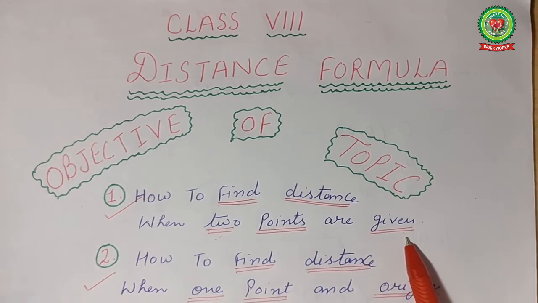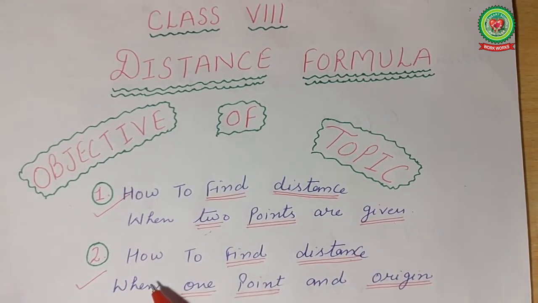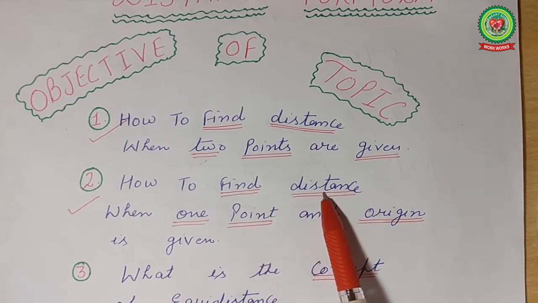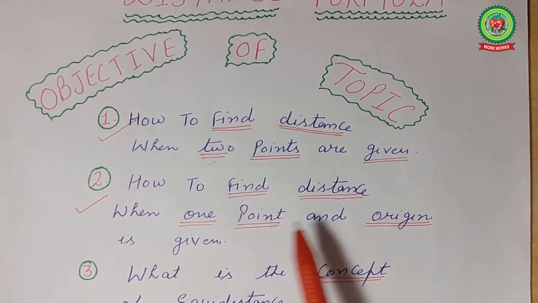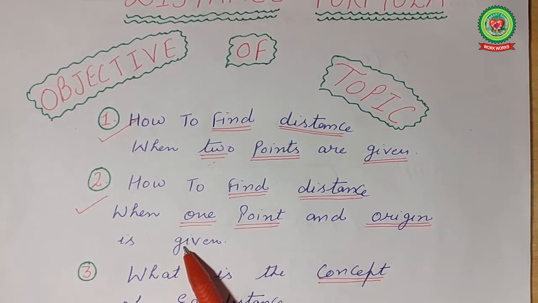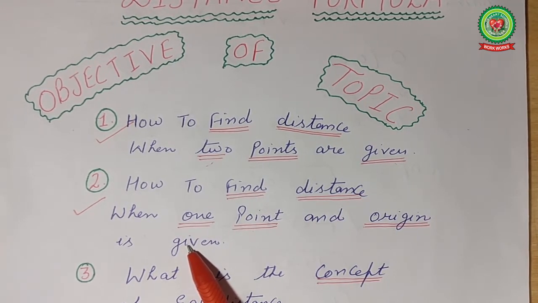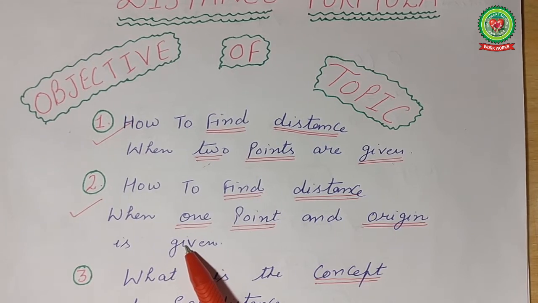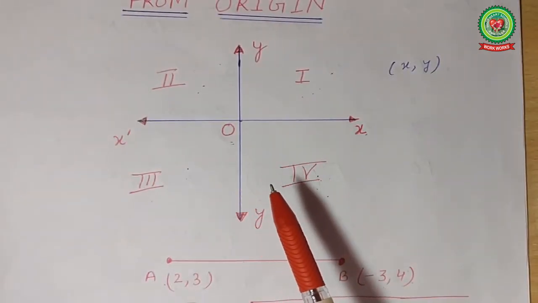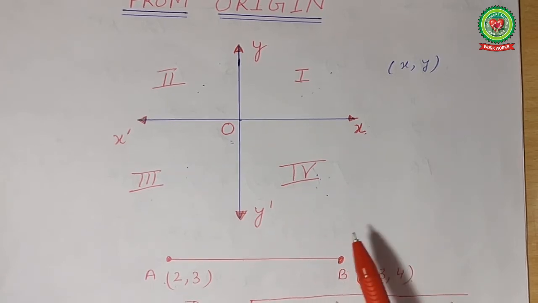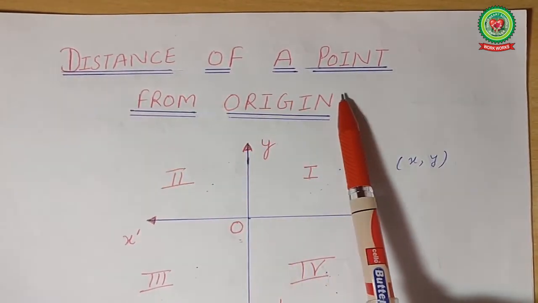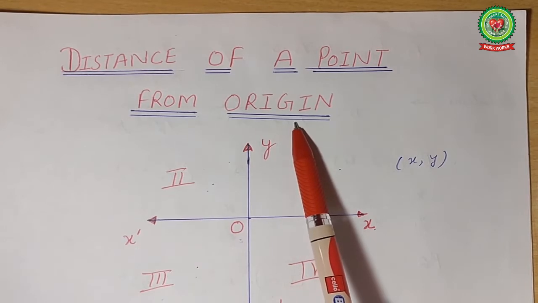Now, the next objective of this topic is how to find out the distance when 1 point and the origin are given. In today's lecture, we will learn how to find the distance between these 2 points. So, our today's topic is distance of a point from origin.